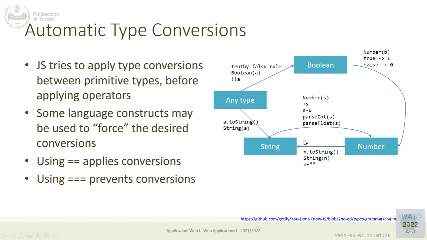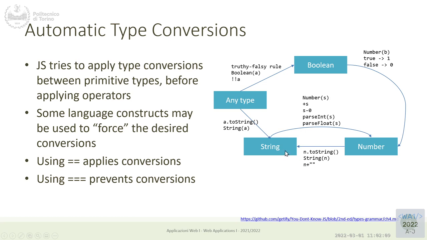If you have a string and you want to convert it to a number, you can use parseInt or parseFloat, which are functions for doing that, or the trick would be using plus s, the unary plus. That can only be applied to numbers. So if it has a string, JavaScript will first try to convert it to a number, and then the operator does nothing, it doesn't change the value. It only makes it positive. Okay. So there are tricks like that.